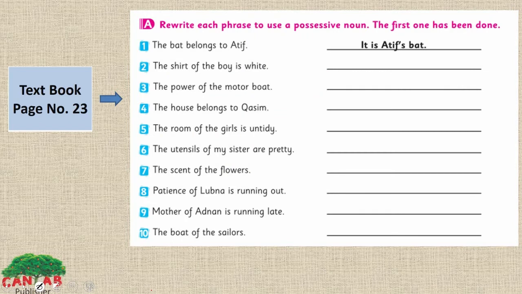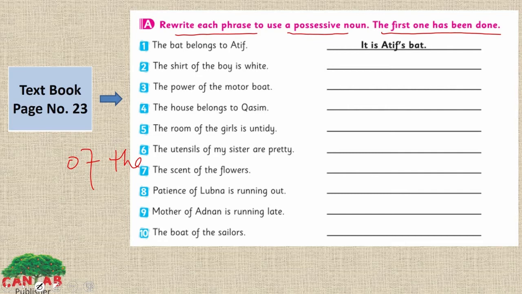This is your section A on page 23. Rewrite phrases to use a possessive noun. The first one has been done. Now you have to add an apostrophe in it to show the possession. We have singular and plural nouns and animate and inanimate nouns too. What you have to do? You have to just add apostrophe s to the animate nouns, the living beings, and the preposition of to the inanimate nouns to show the possession or relationship between the nouns.